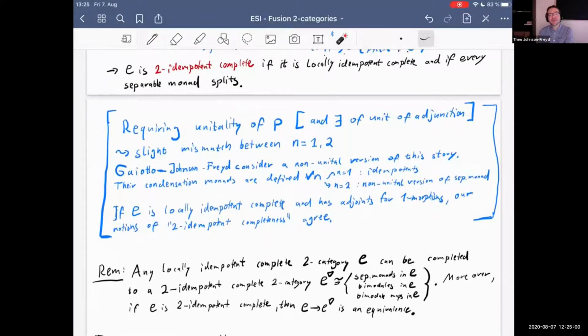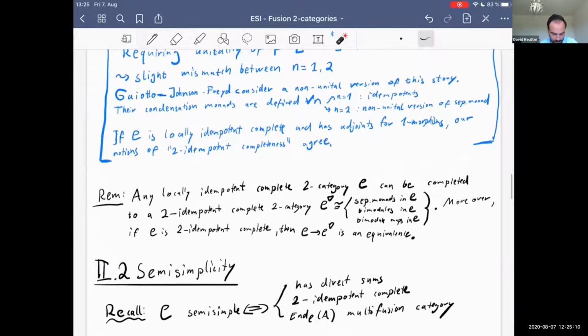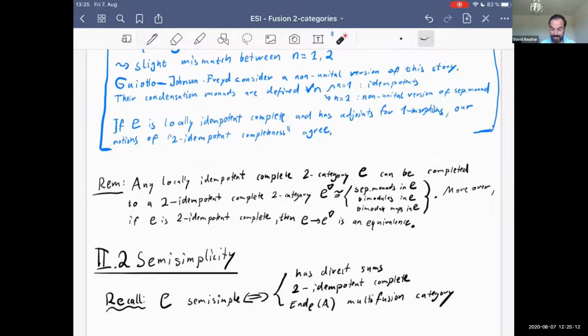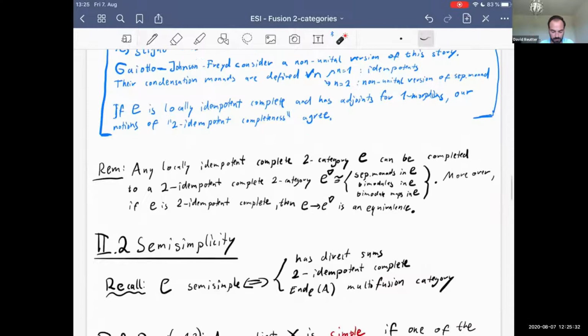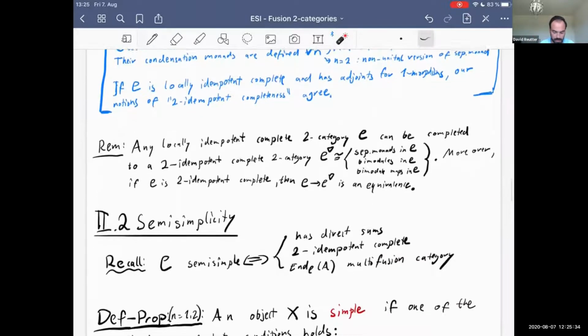Okay, so, right. But now, having this set up, we can define what it means for a two category, for a K-linear two category, to be semisimple. We've already seen the definition a few slides back, but let's recall it again. I said that the two category is semisimple if it has direct sums, it is two idempotent complete in the sense that I've just talked about, so that the separable algebra splits, and the endomorphisms of every object form a multifusion category. So that's a straightforward definition.